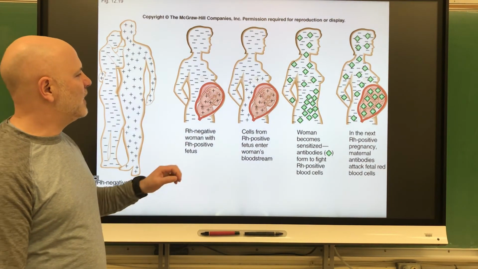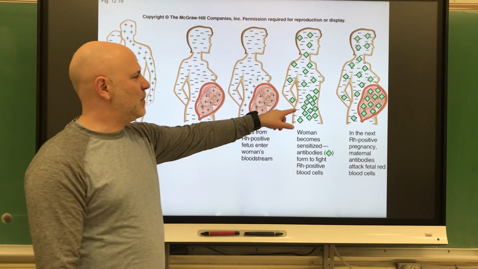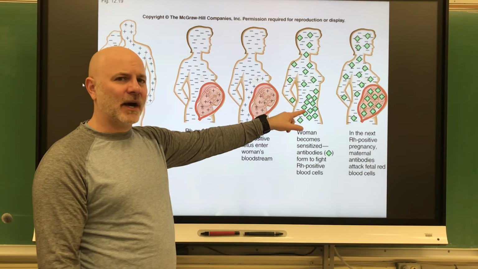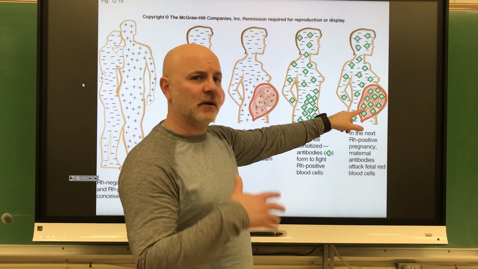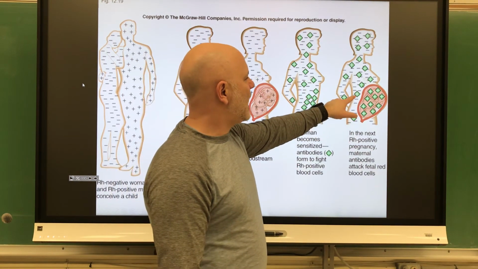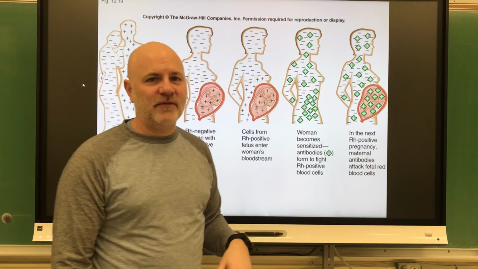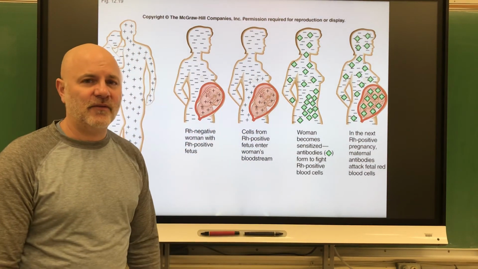So what's going to happen here is she can have that pregnancy, but now she produces that anti-positive antibody. And so what's going to happen in her second pregnancy and on is that anti-positive antibody is going to kill that developing fetus. All right? So it crosses over the placenta and kills that developing fetus.